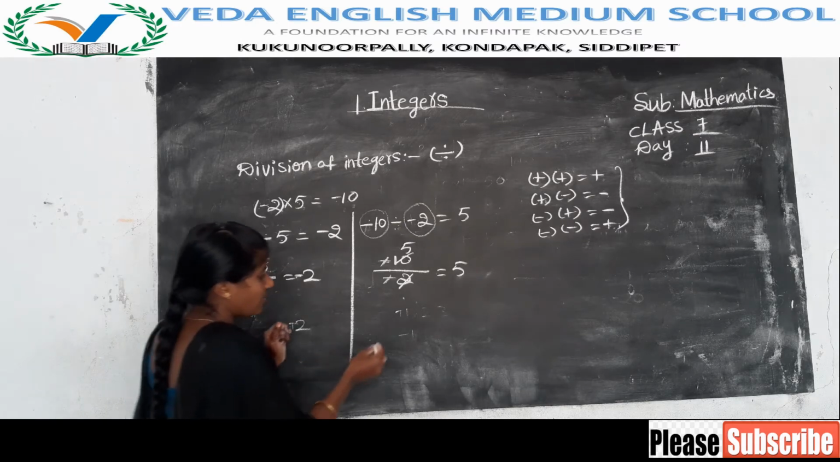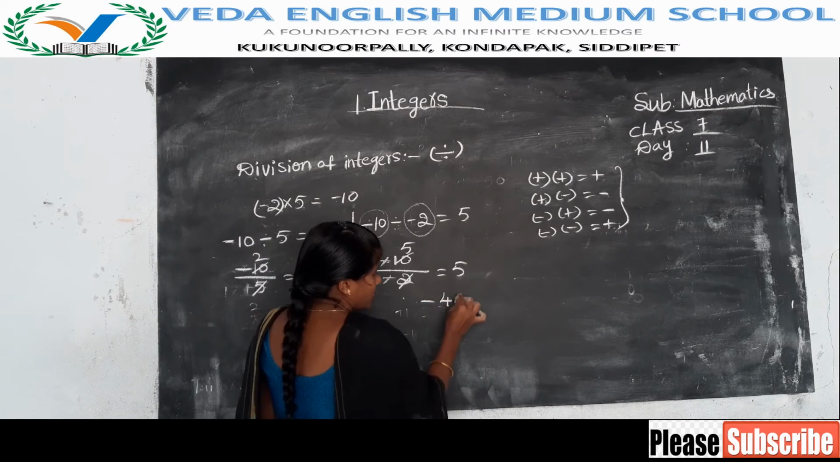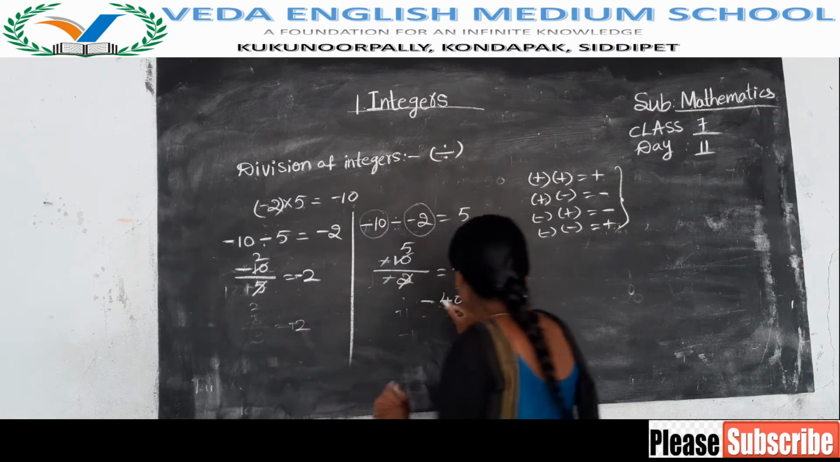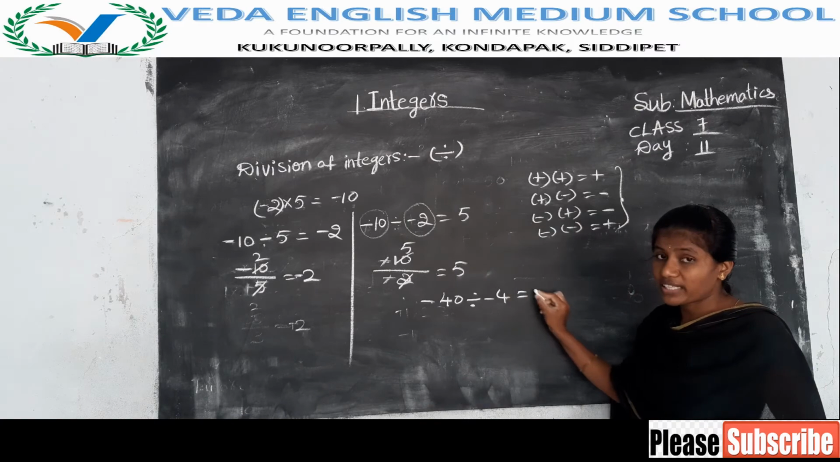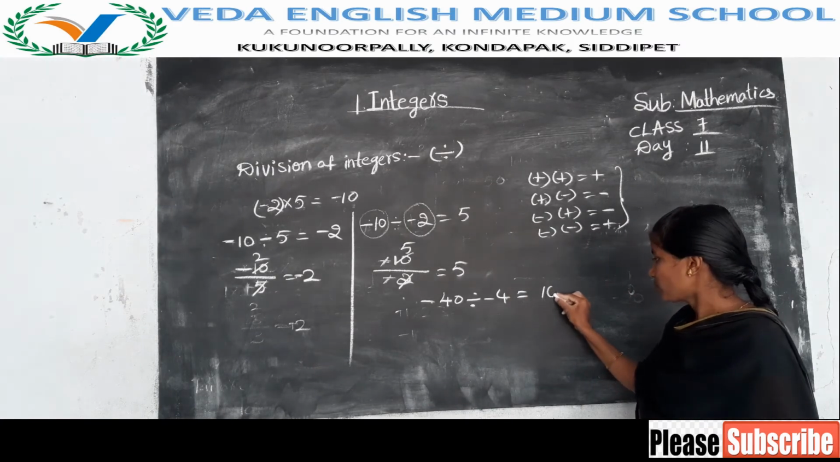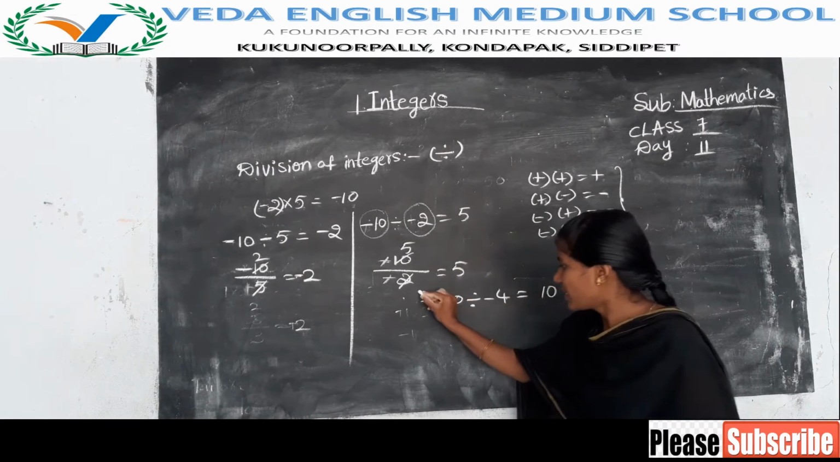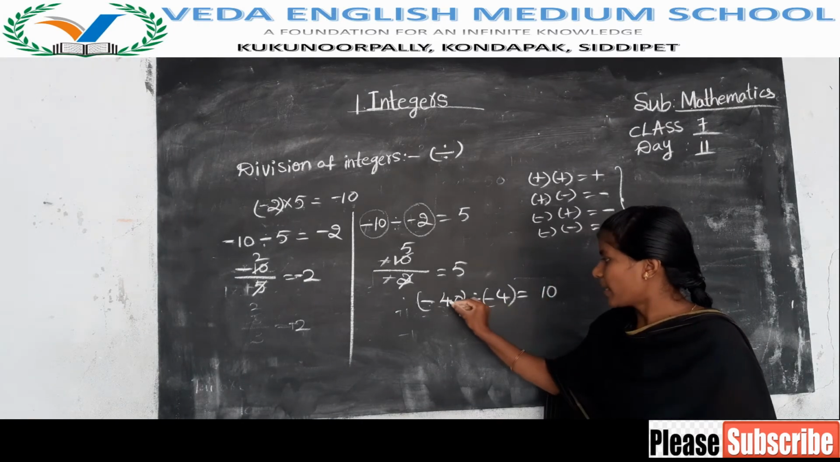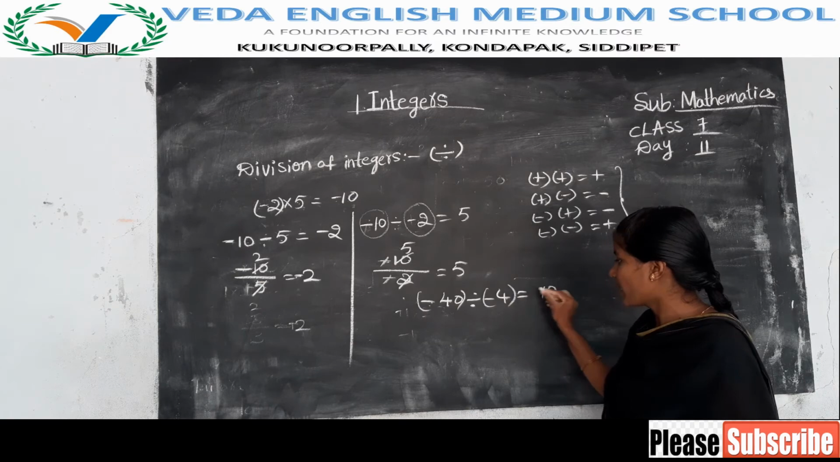One more problem, if you have it like this: minus 40 divided by minus 4. What is the answer here? It is 10 only. Sorry Nana, negative numbers you have to write in brackets. It is minus 40 divided by minus 4. 4 times 10 is 40.